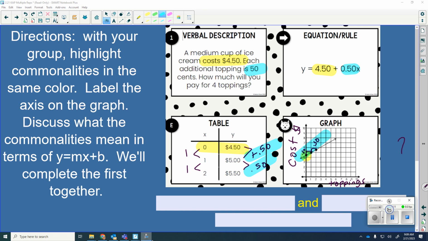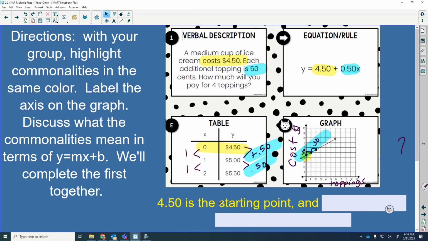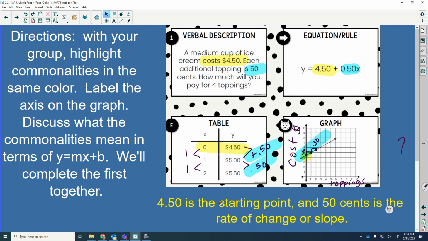And then what is 0.50? What is that? That's a slope. That's the slope. And what does it mean? That's how it rises per topping. Exactly, per topping. Okay, so let's see what I put underneath here. Okay, I said that 4.50 is the starting point, 50 cents is the rate of change or slope. So you'll want to write that down. I have a little phrase in the center right there for you.